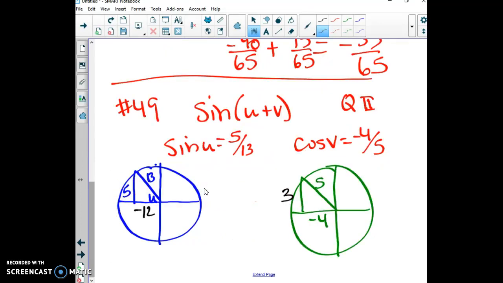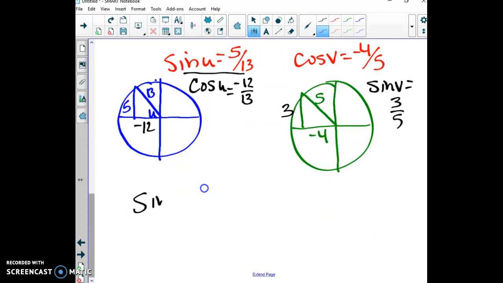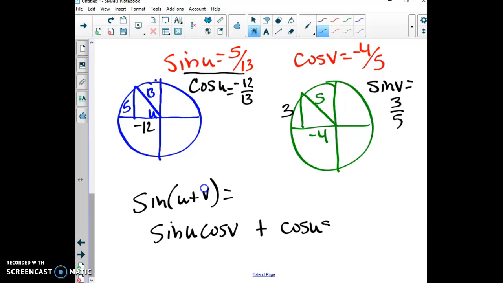So studying the information that we're given, sine of u is 5/13. That allows us to come up with the cosine of u, which is negative 12/13. And over here, the cosine of v is negative 4/5. So we know the sine of v to be 3/5. So we can now just plug into our formula the sine of u plus v. That's equal to sine u cosine v plus cosine u sine v.